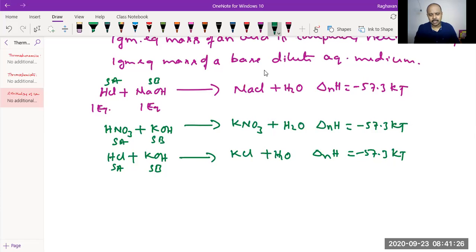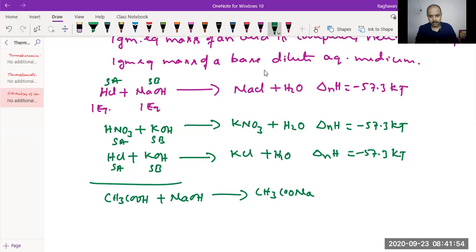So it simply concludes that whenever a strong acid is neutralized by a strong base, heat liberated is always a constant, 57.3 kilojoules. If it is a weak acid and weak base, then the heat liberated will be less. For example, CH3COOH plus sodium hydroxide giving CH3COONa plus water. The enthalpy of neutralization is somewhere like 55.4 kilojoules.